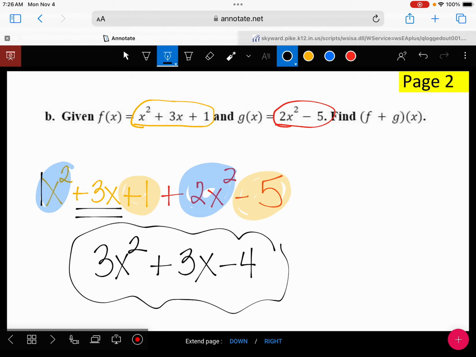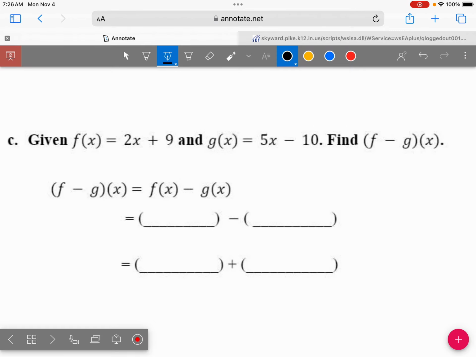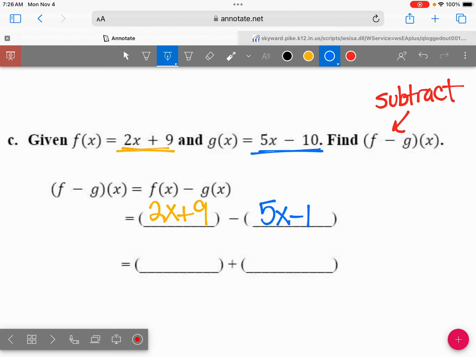All right, any questions about our second example? So now we're going to subtract. When you subtract, that's where we have to distribute. So this is subtract. I'm going to put the 2x plus 9 first, and then 5x minus 10 goes second.